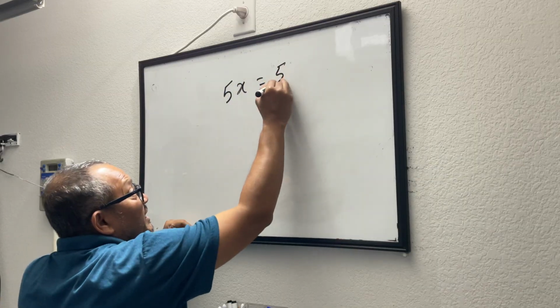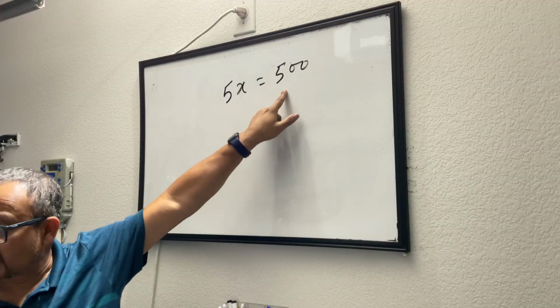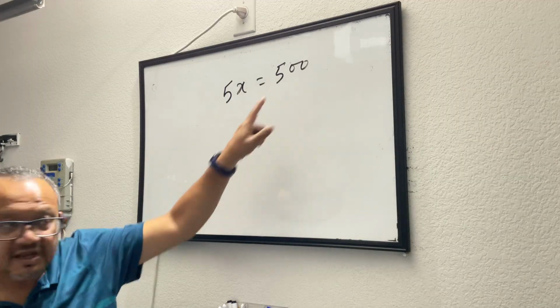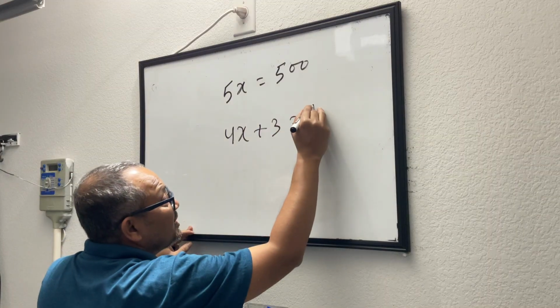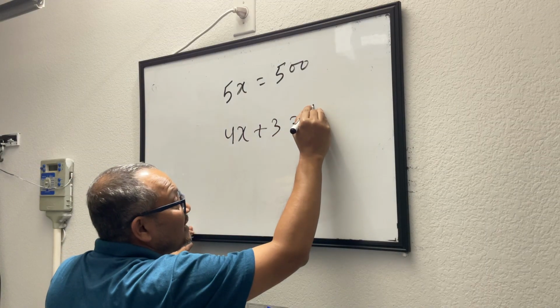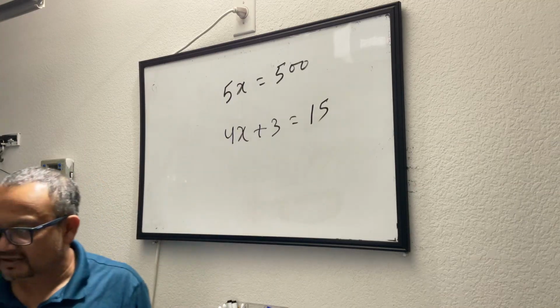Now, the watermelon example that I gave you guys, that was just to set the context for what we are trying to do. If I say 5x equal to 500, how much will be x? You know that, you will divide 500 by 5, that will be the value of x. If I say 4x plus 3 equal to, let's say 15, how much will be x?